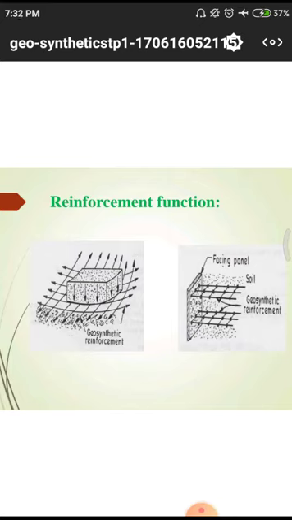On the other hand, we have these facing elements, that means facing panels. Those panels are used in earth retaining walls. In the previous chapter we used these retaining walls, and in some cases we use this reinforcement for facing panels and other surrounding contact soils. This is the advantage of using these synthetic materials with soil.